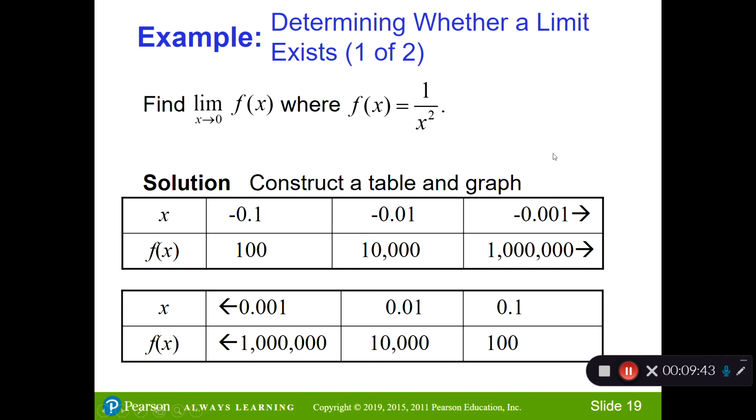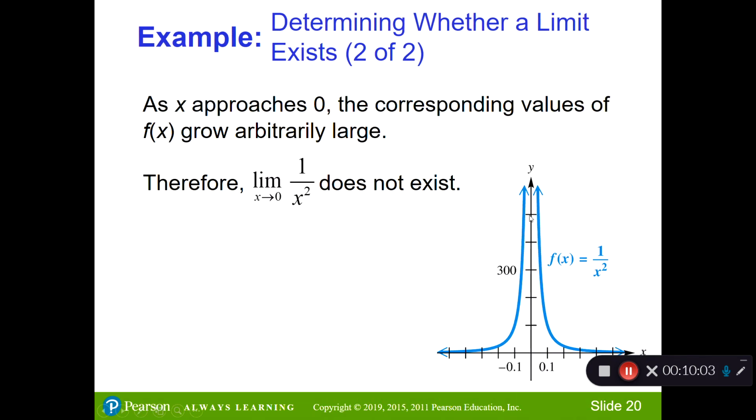Another way that the limit may not exist, if I look at the limit as we approach 0, plugging in negative values close to 0, it's getting large positive. Plugging in positive values close to 0, my y's are large positive values. But they're not approaching one single value. Both are going up to infinity. So this limit does not exist. But we can say more than it simply does not exist. We can say that the way that it does not exist is that it's approaching positive infinity.